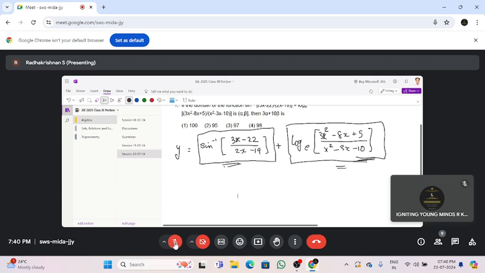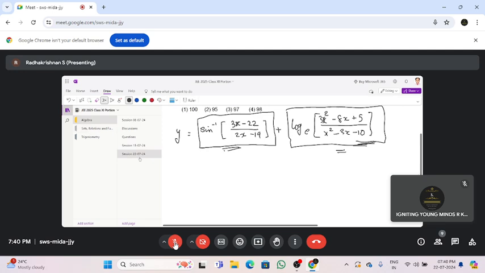Now let us take the first part. y equal to sine inverse of (3x minus 22) by (2x minus 19). The moment you put sine inverse of something, sine inverse is defined for what values? Can we write sine inverse of any value, like sine inverse of 5? Is it valid?